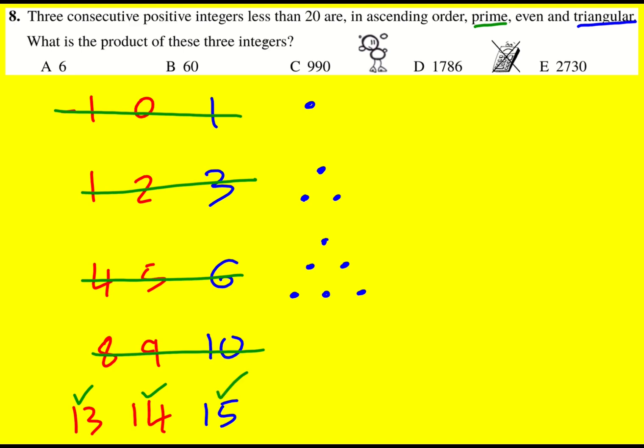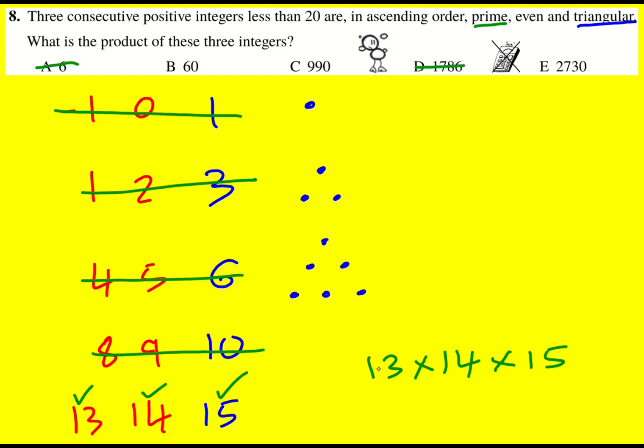I'm actually asked for the product of these three integers. So one thing to do would be to actually figure out that product. If you want to be really speedy, however, we could use a process of elimination. 4 times 5 is 20. This number is necessarily going to end in a 0. So I can rule out that one and that one.